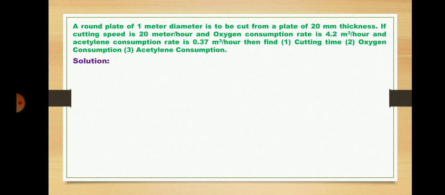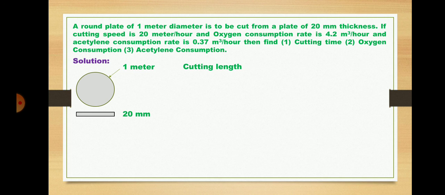So starting with the solution, what we have is a circular plate which has a diameter of 1 meter and a thickness of 20 millimeter. Starting with cutting length, we have to cut a circular plate, so the cutting is only done on the circular periphery of the plate. So cutting length equals pi into diameter. The value of pi is 3.14, into diameter 1. So cutting length equals 3.14 meter.